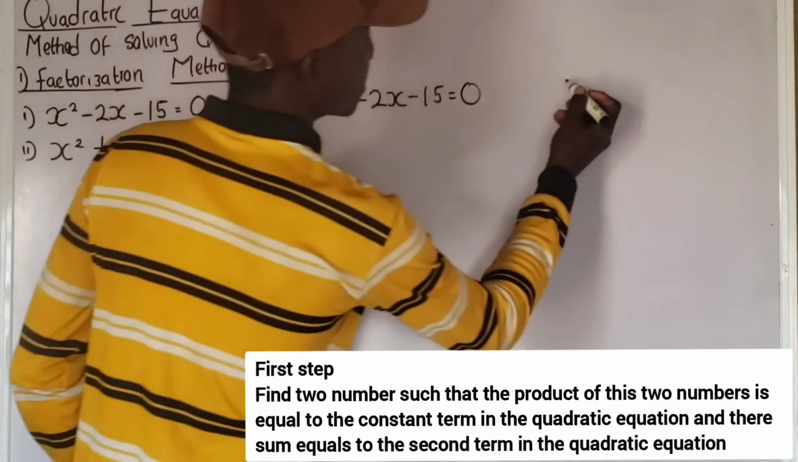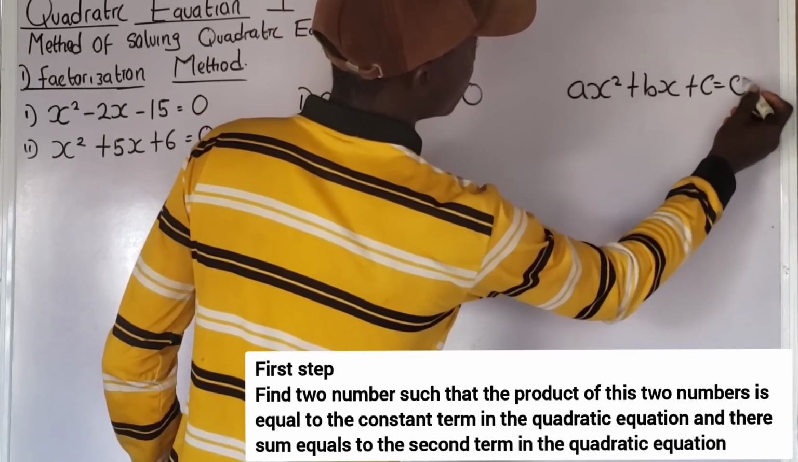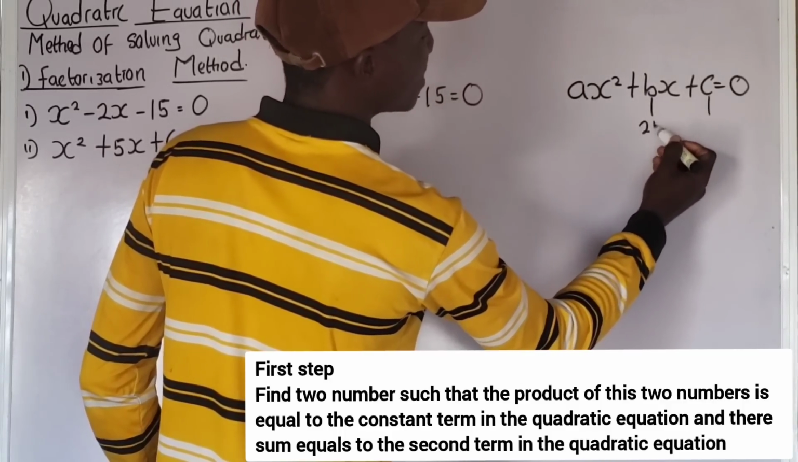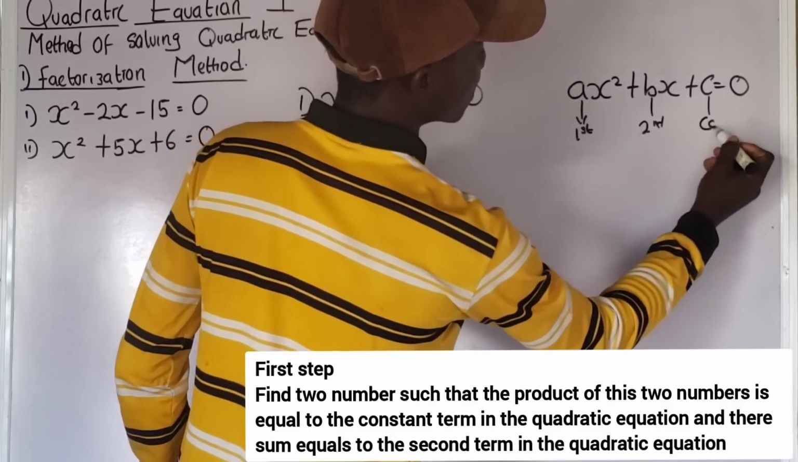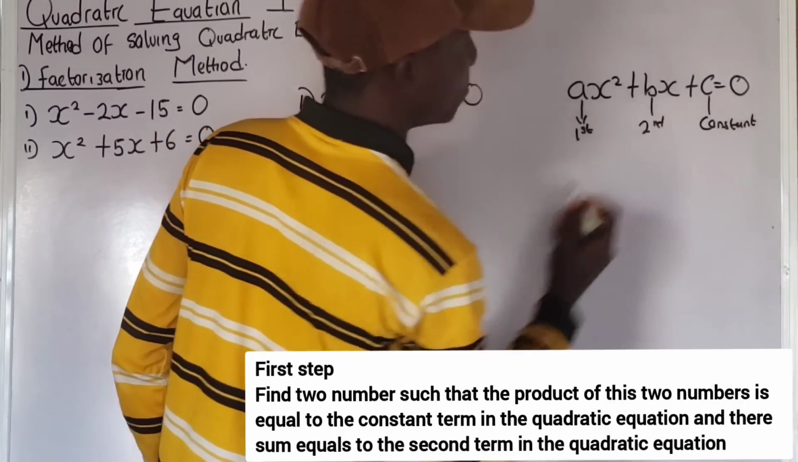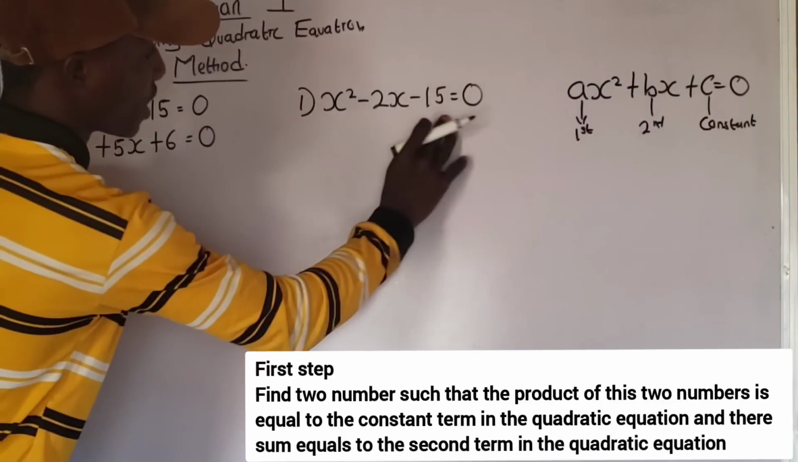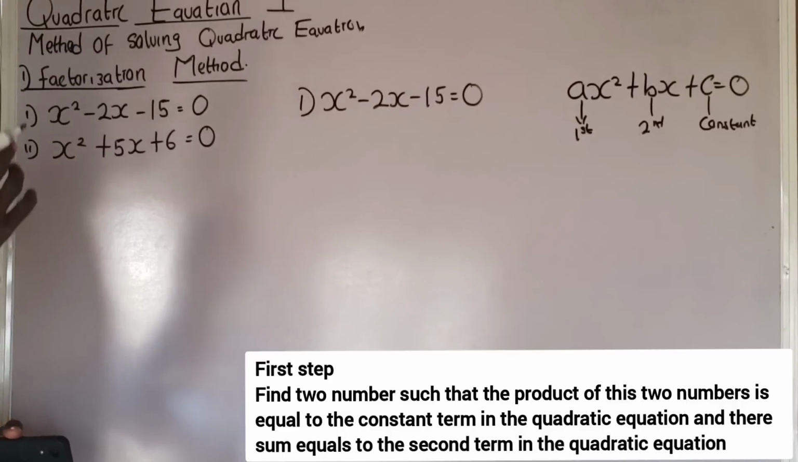Let's say we have a quadratic equation ax squared plus bx plus c equals to 0. The constant term is what? C. The second term is b. You understand? This is the second term and this is the first term. First, second, and the constant term. Do you understand? Now, what I'm trying to say is that in an attempt to solve this quadratic equation, all you have to do is to find 2 numbers in which their product is equal to the constant term in this quadratic equation and their sum is equal to the second term.